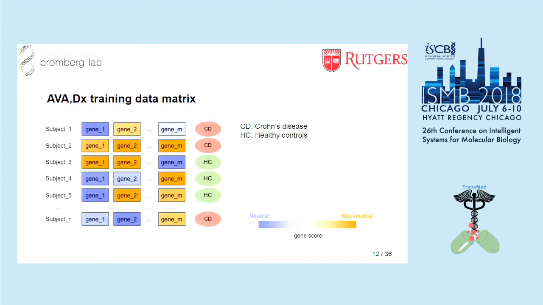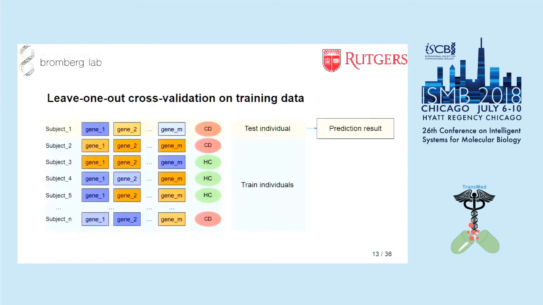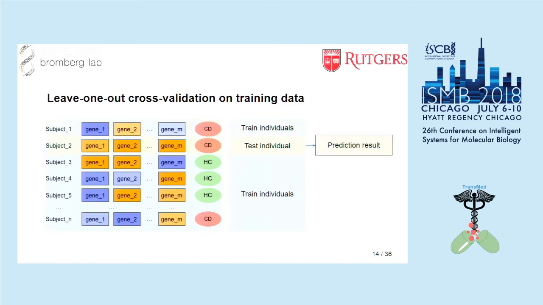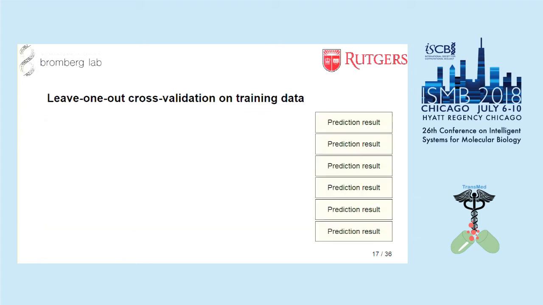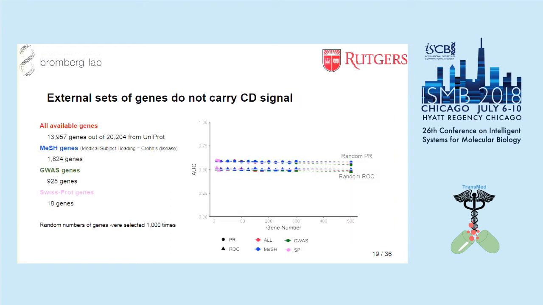Each subject is represented as a vector of different gene functionality changes, and we have the labels as CD and healthy. We did leave-one-out cross-validation on the training data. Basically, each individual is taken as a test individual, and the others are training individuals in each procedure, and we validated the prediction results. Of course, we didn't use all of the gene features since there are a lot. All available genes are the negative control of our method.